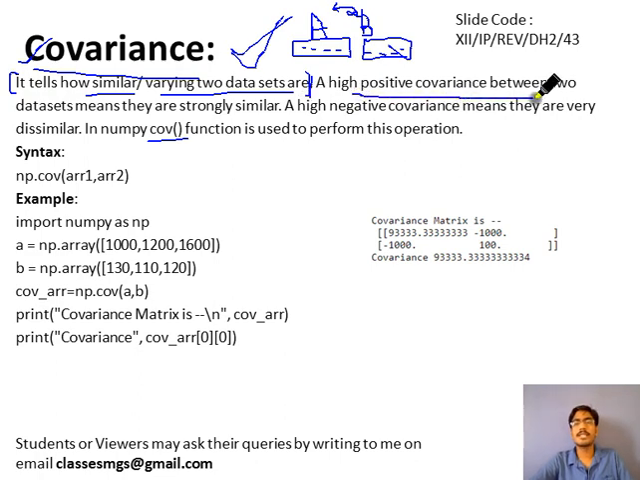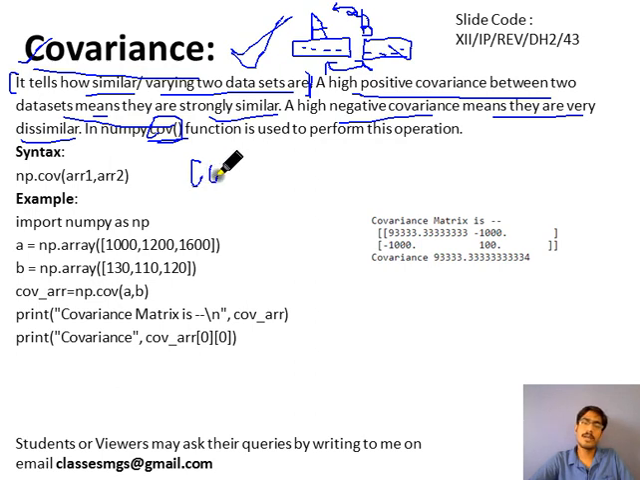A high positive covariance between the two data sets means they are strongly similar. If the value of covariance is highly positive, then we can say that the two data sets are very similar. If we get a negative covariance, that means the two data sets are very dissimilar. For this purpose we can use the np.cov function. The cov function of numpy can be used to check whether two data sets are similar or dissimilar.